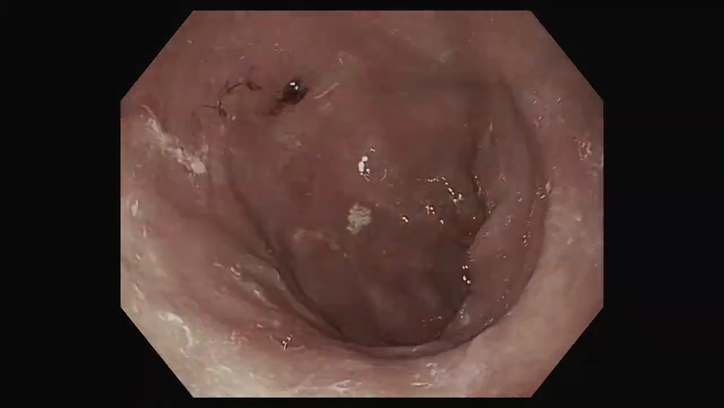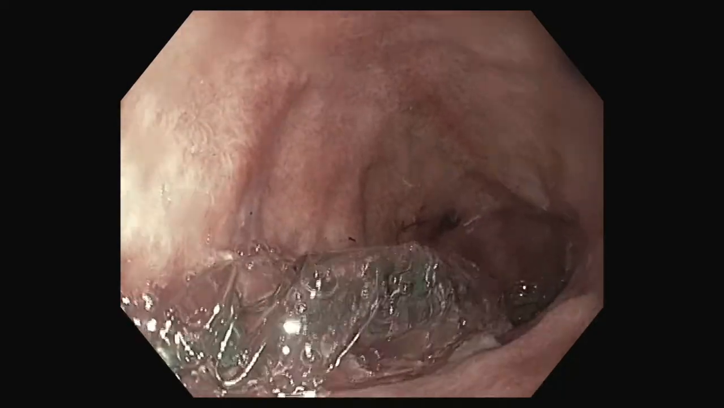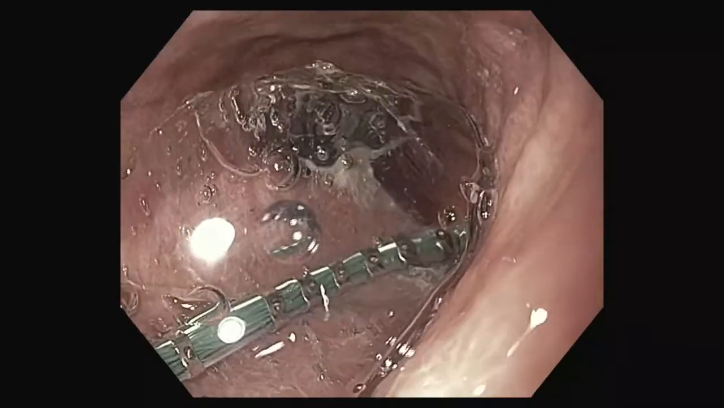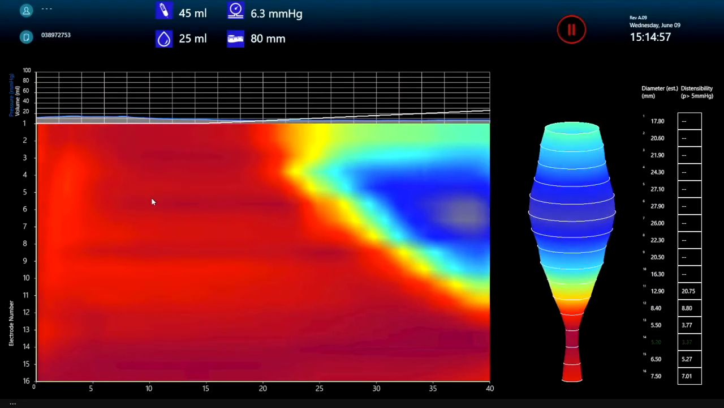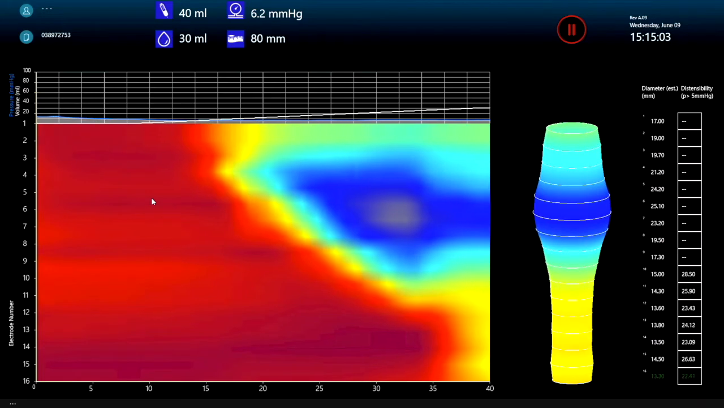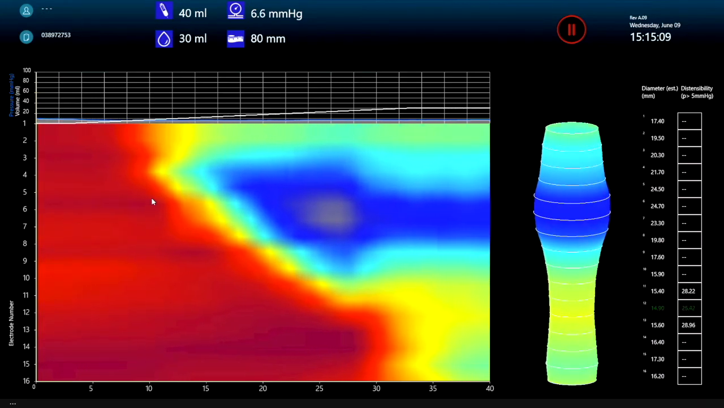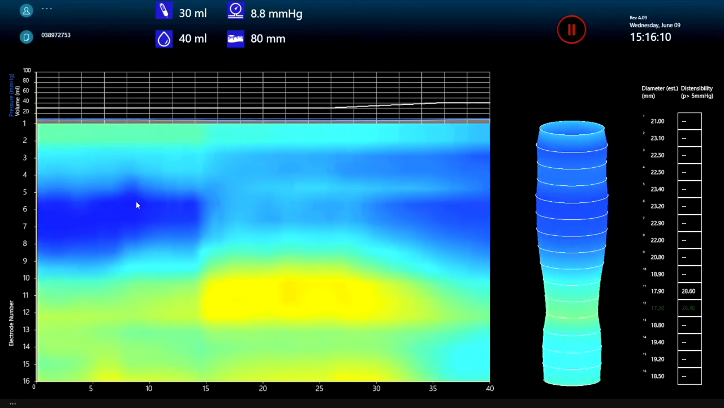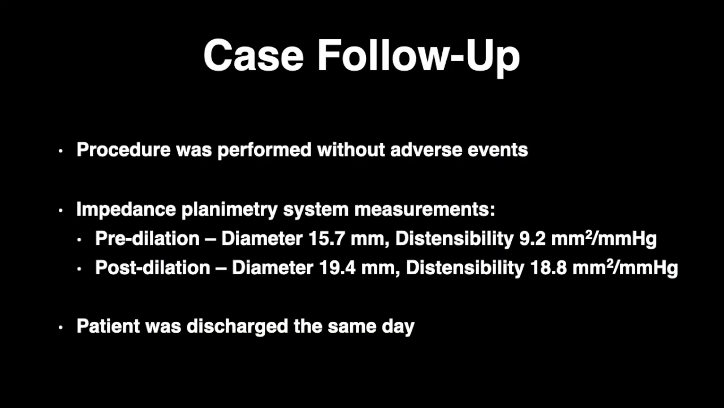Repeat endoscopy confirms no perforation or bleeding. The impedance planimetry catheter is again advanced into the gastric lumen with the balloon centered at the level of the stenosis. Measurements are again taken using a 40 milliliter balloon. As you can see, the area of stenosis is reflected by the waist-like constriction, which is less severe following pneumatic dilation. The impedance planimetry system measurements are reported below. As you can see, the diameter and distensibility improved considerably after pneumatic dilation.